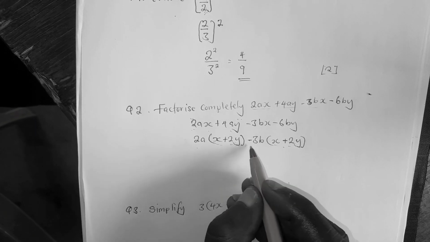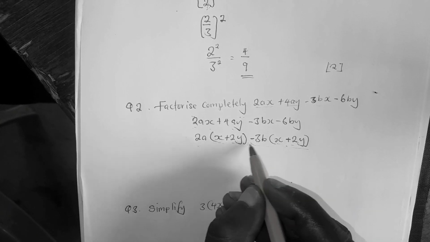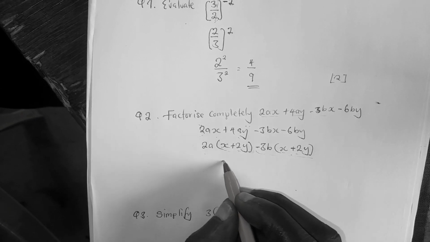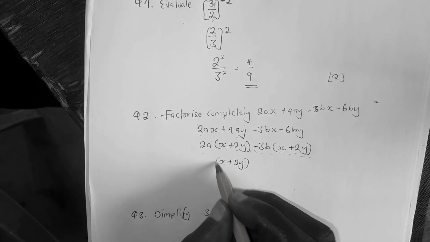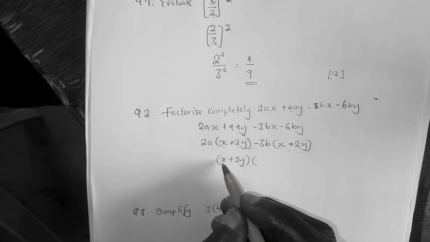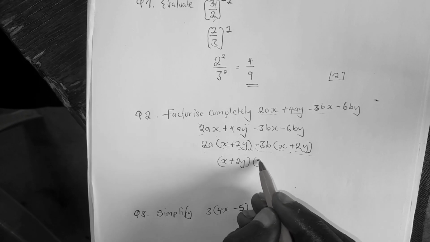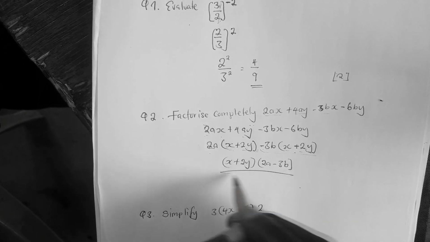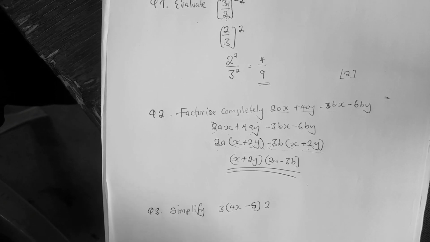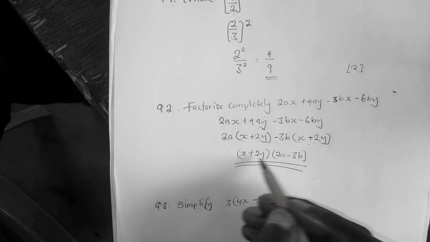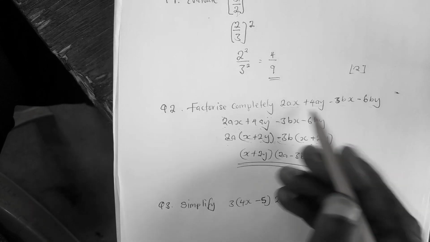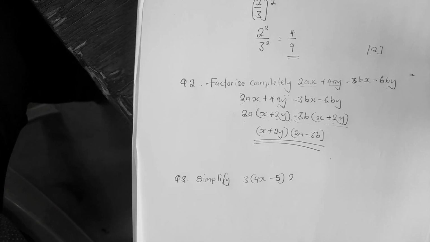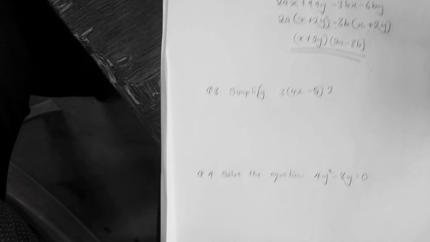So we have two terms now, this one and this one. What is common between them? We have x plus 2y common. Then when you factorize, we just write 2a minus 3b, and this is the answer. If you want to prove that your answer is correct, just expand this one and simplify it to lead you to the question.